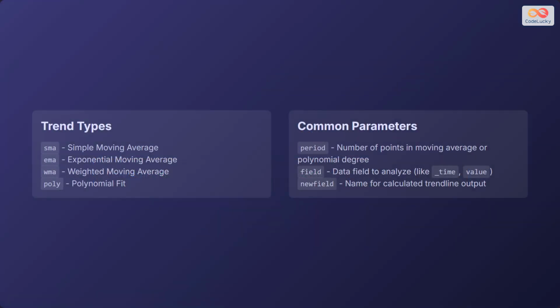Several trend types can be used with this command. Simple Moving Average, or SMA, calculates the unweighted mean of data points. Exponential Moving Average, EMA, gives more weight to recent values. Weighted Moving Average, WMA, assigns different weights to each point. Polynomial fitting approximates data with a curve defined by polynomial equations. Common parameters include the period, which defines the number of points used or polynomial degree, the field to analyze, such as time or value, and the name for the output trend line.